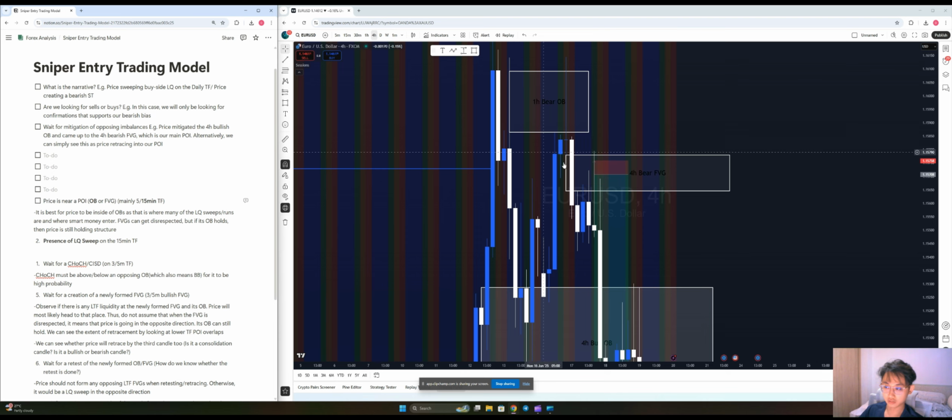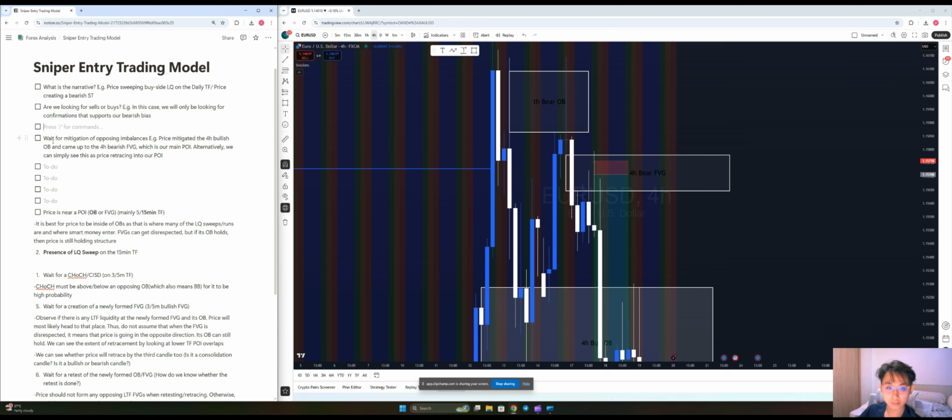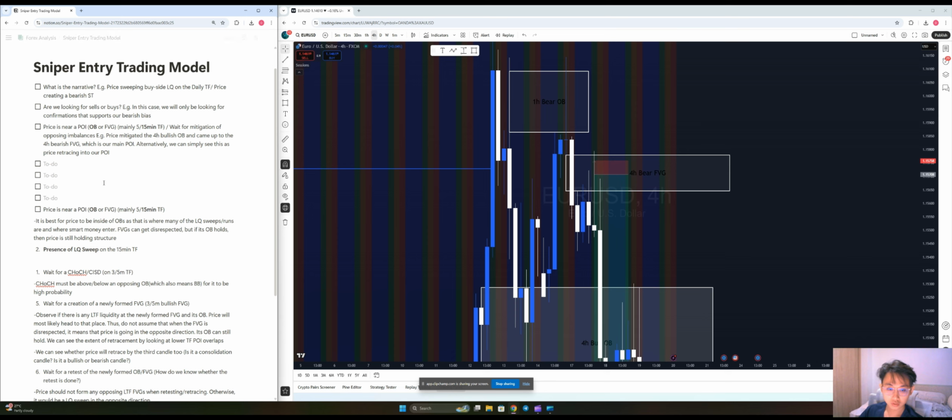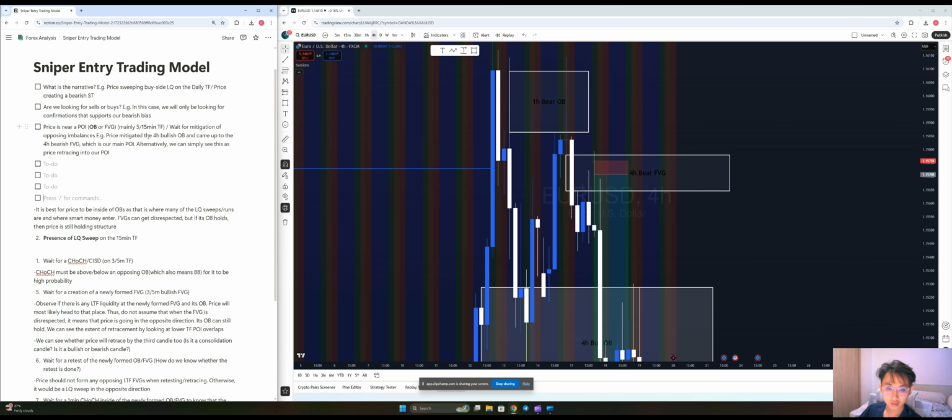So here price is near our POI. In this case, you tap into the order block, but the main price action is in the fair value gap. So I'll say price is near a point of interest, order block or fair value gap. You can group this together, but the main thing is this.